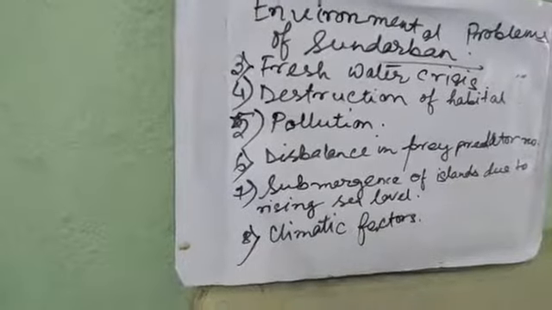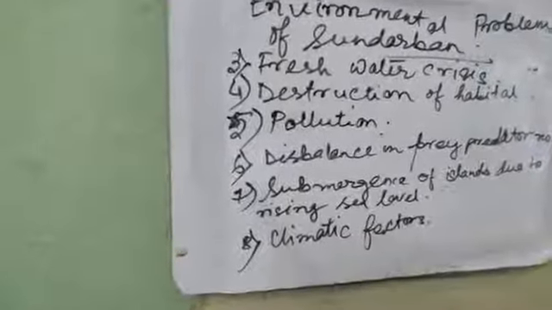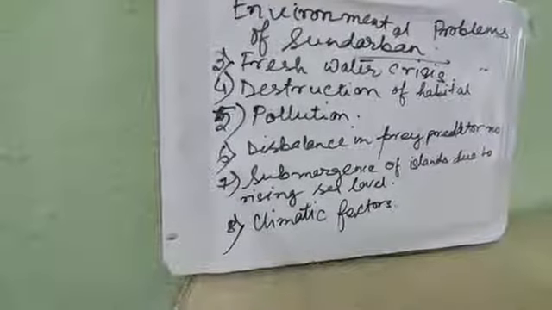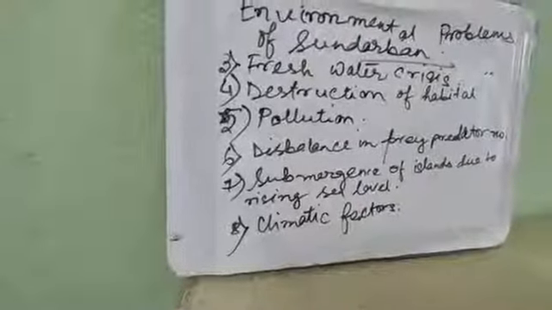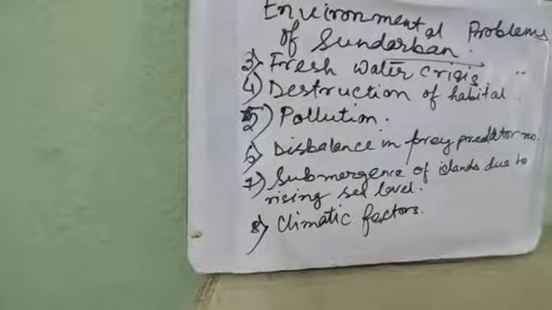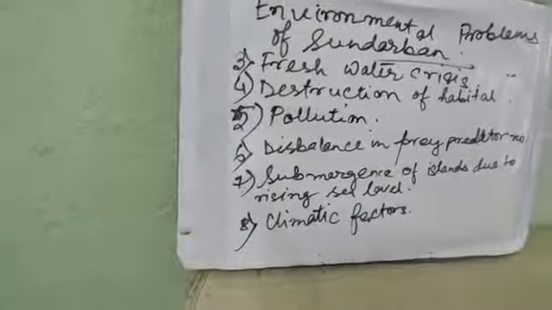Obviously, chemical pollution, hydrocarbon, sewage pollution. This results in the extinction of flora and fauna. Next is a disbalance in prey and predator number. Uncontrolled collection of prawn seedlings, uncontrolled fishing, poaching of tiger, spotted deer, etc. resulted in problems in the food chain and food web of the ecosystem.